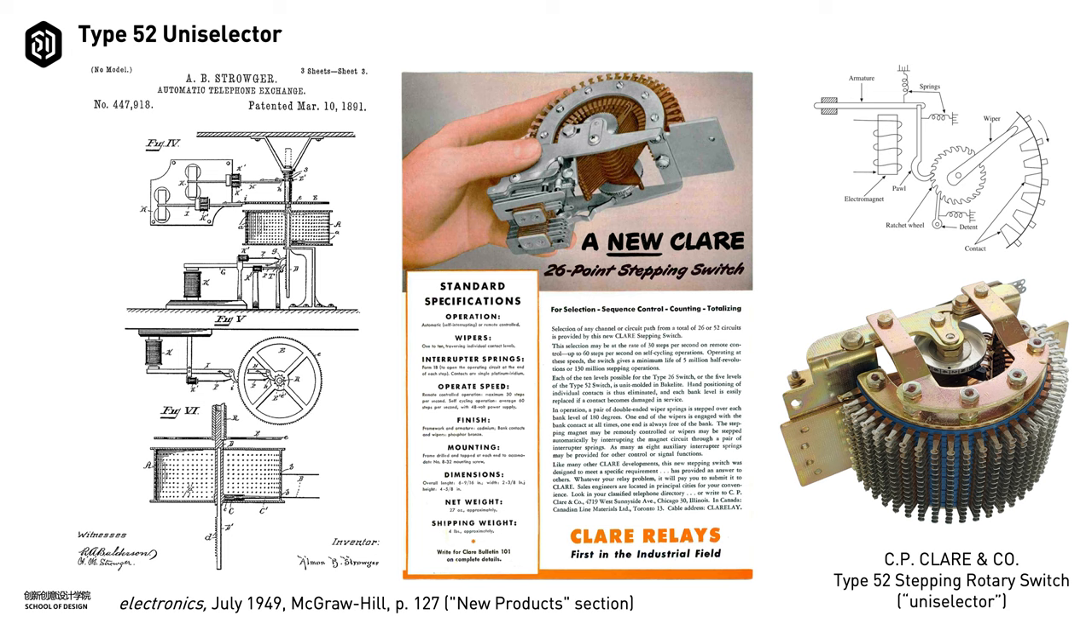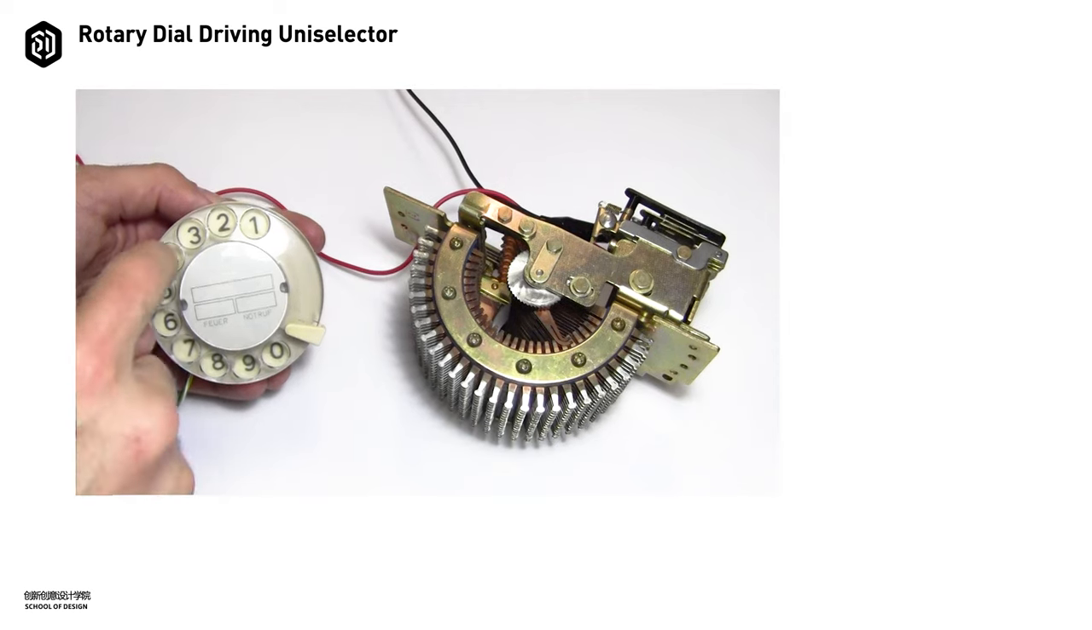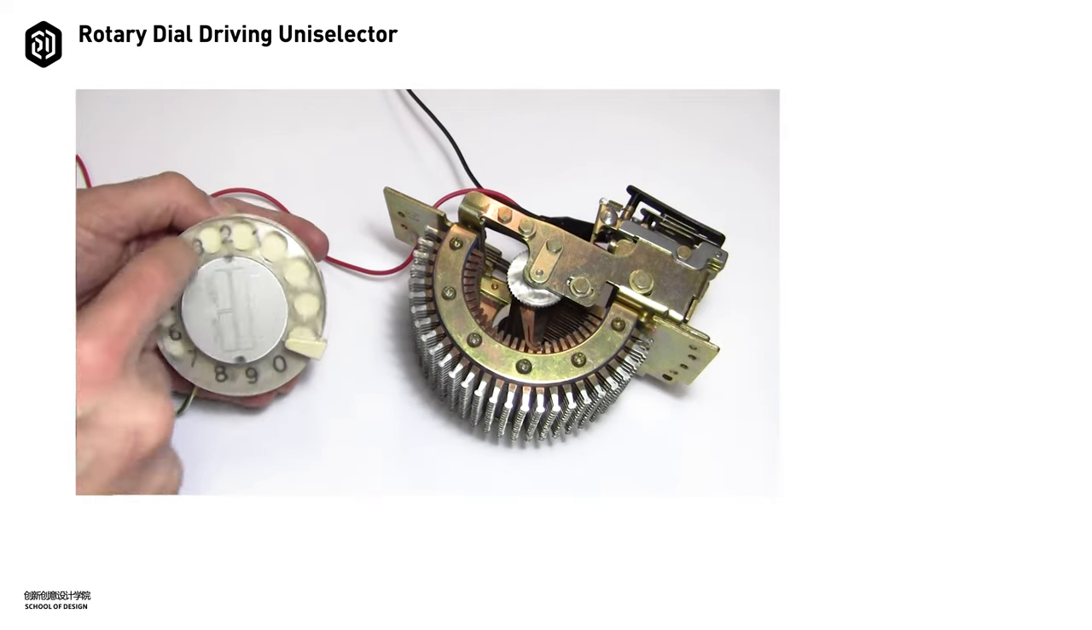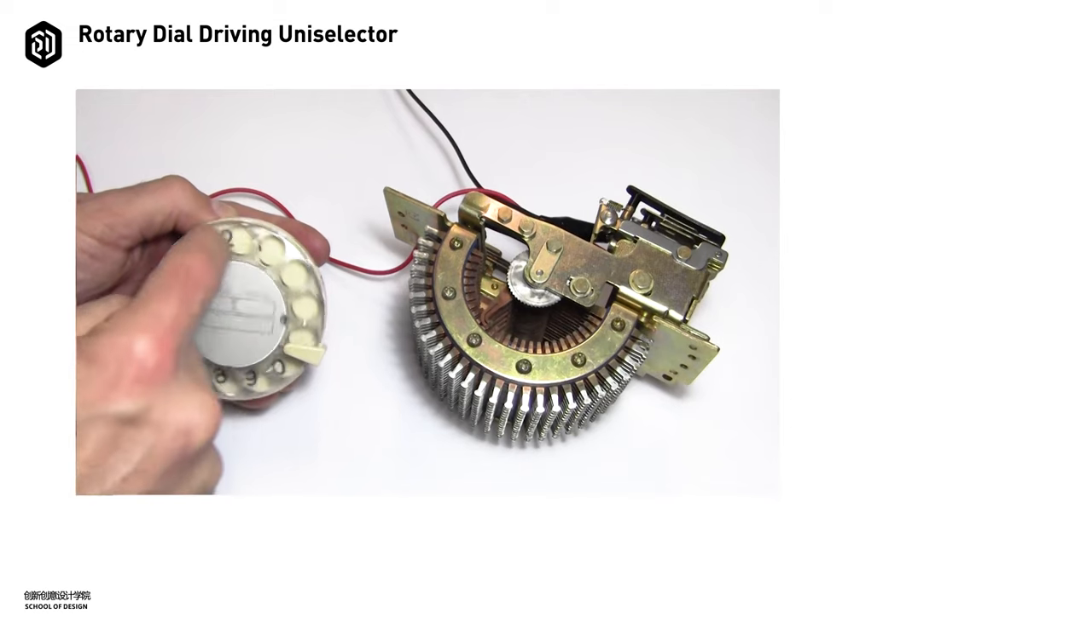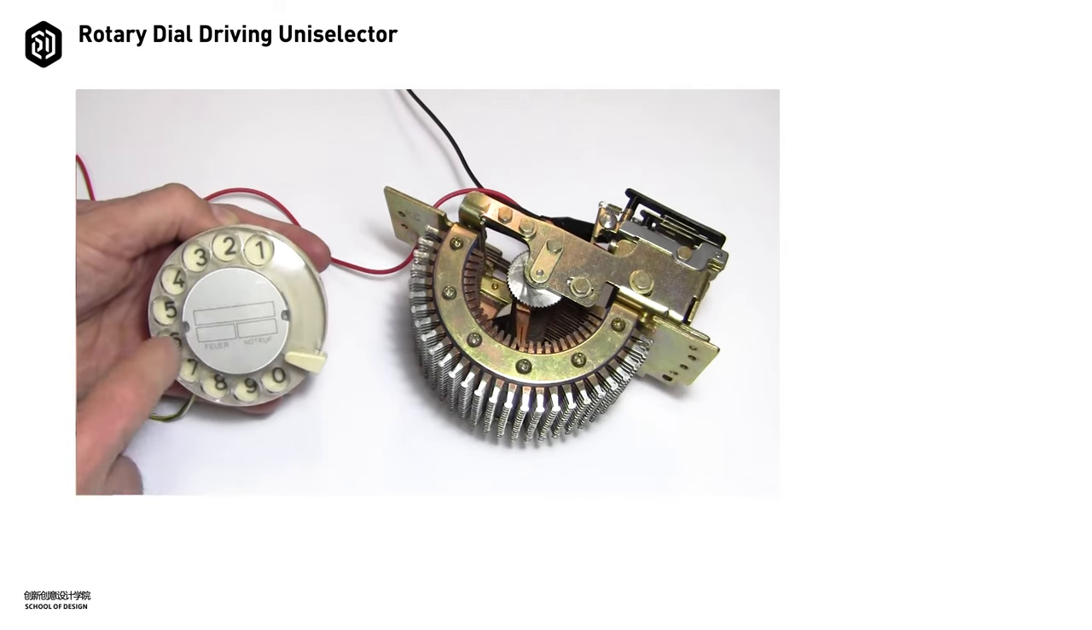This is an advertisement for this particular rotary switch that comes from Electronics Magazine in 1949. And I managed to get a new old stock one on eBay, and Andre also got one. And then we thought, let's see what we can do to implement this device. So I got mine from eBay, and the first thing was to hook up a rotary dial and to drive it. And this is what I was talking about. When you were dialing a number, this is what happens in the telephone switching center.